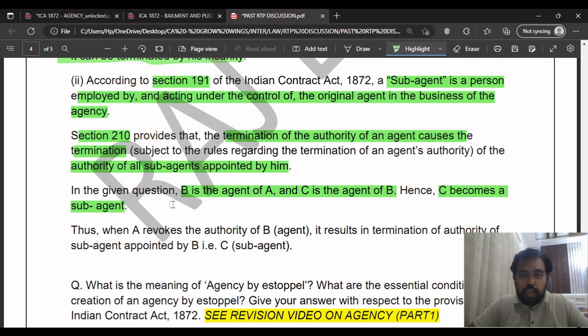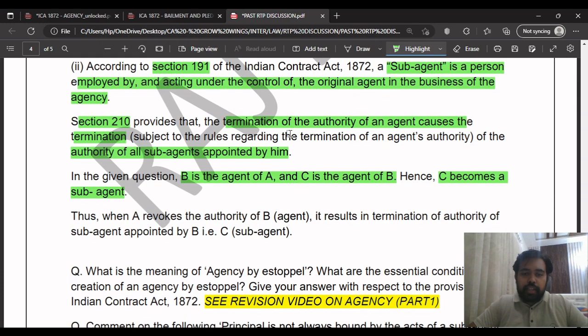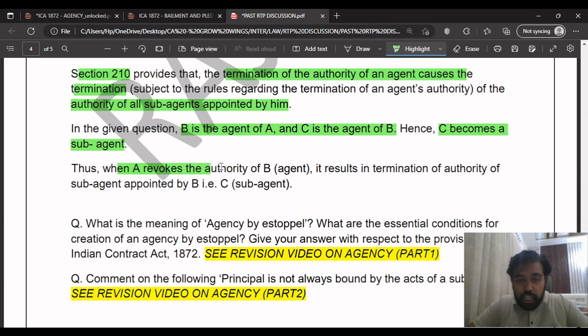This is based on section 191. You have to write that a sub-agent is a person appointed by the original agent, and you have to tell that once the termination of the agency of the original agent happens, all sub-agents appointed by the original agent will also get revoked, terminated. Okay. When A revokes the authority of B, it results in the termination of the authority of the sub-agent appointed by B, that is C.